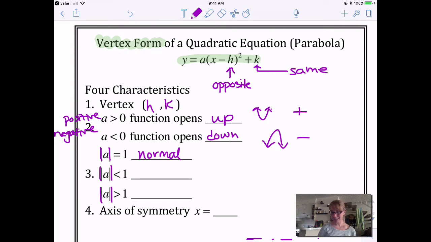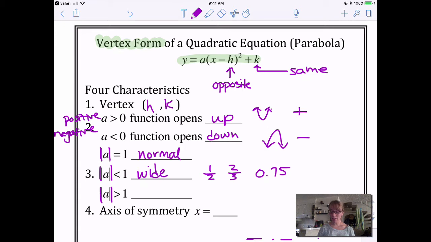But if the absolute value of a is less than 1, these are numbers like 1/2, 2/3, 0.75, anything that is less than 1, I'm actually trying to make that parabola half of the size, or 2/3 of the size, or 0.75 of the size. So that's actually going to be squishing that whole parabola down, and if I squish it down, I can think about that getting wider. So if the absolute value of a is less than 1, my parabola is going to be wide.